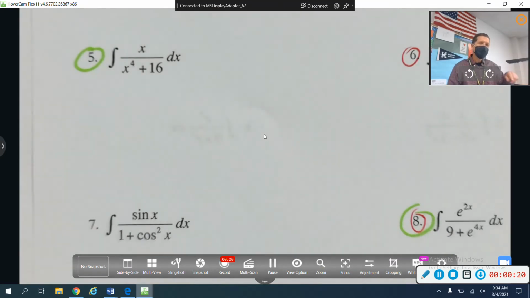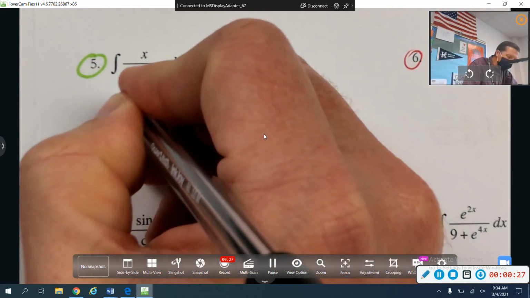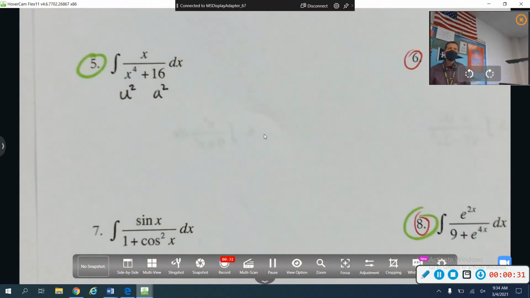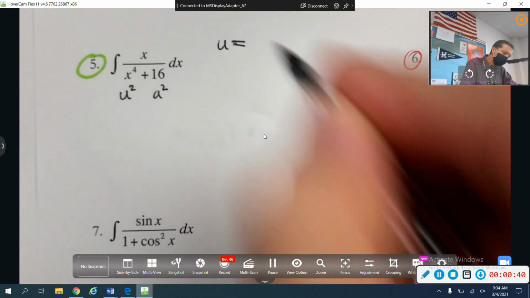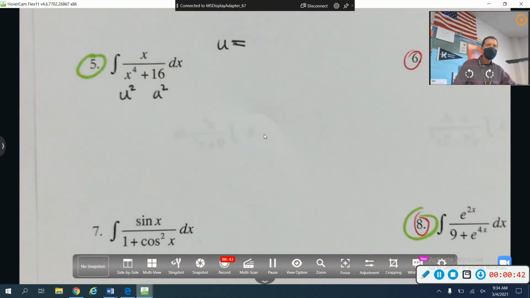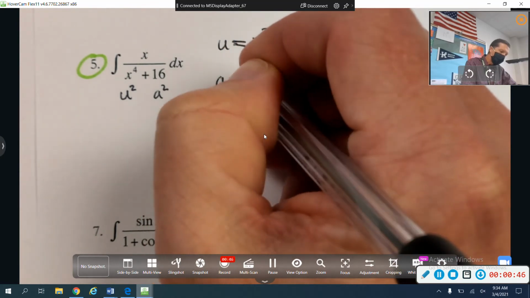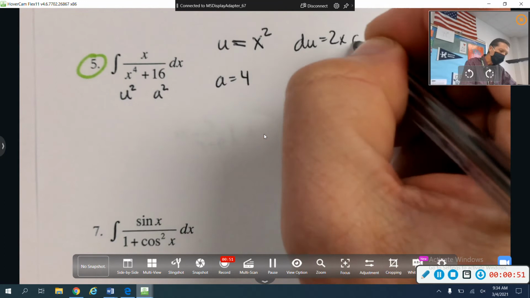Looks like tangent. For tangent to work, they're also out of order from what we usually like, but it needs to be u squared and a squared. If it's tangent, it needs to be that. So if u squared is x to the fourth, then what is u? x squared. A would be 4, that's the easy one. Du would be 2x dx.